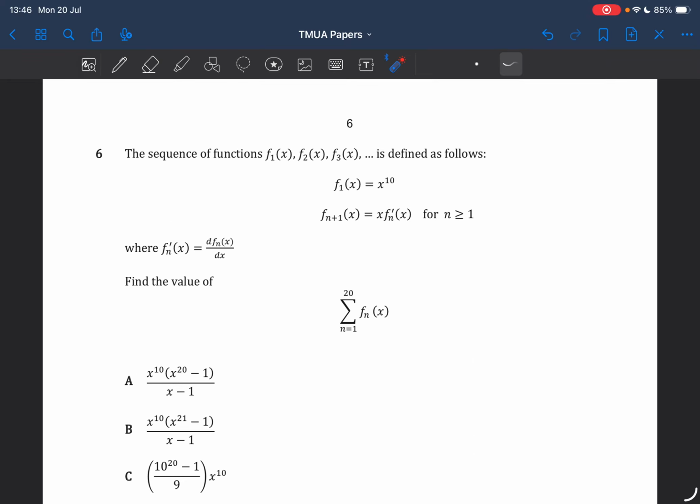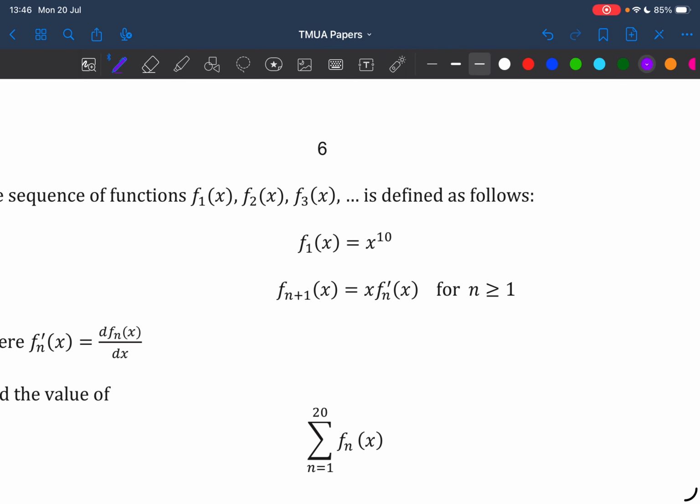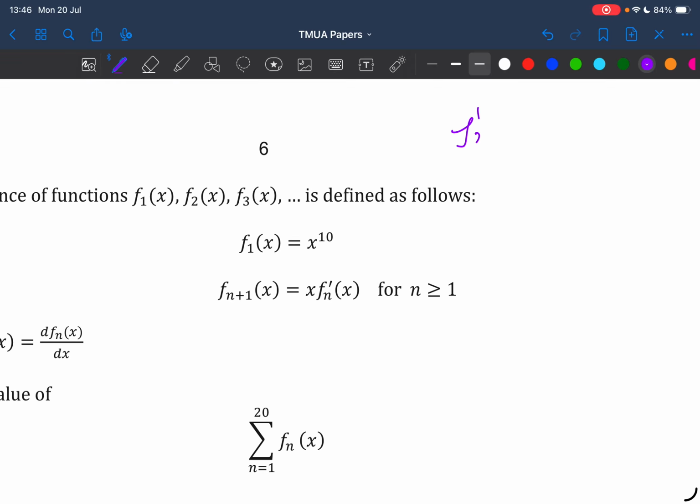Next one then, some sequence. We've got some sequence functions. The first one is x to the power 10, and the next one is made by differentiating the first one and times-ing it by x. So let's have a look at what f2 of x is. That's going to be equal to x times the derivative of f1. So that derivative would be 10x to the 9, so we end up with 10x to the 10.